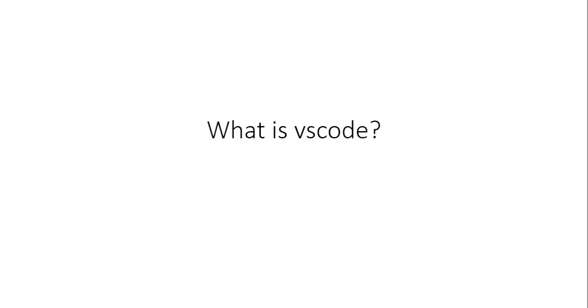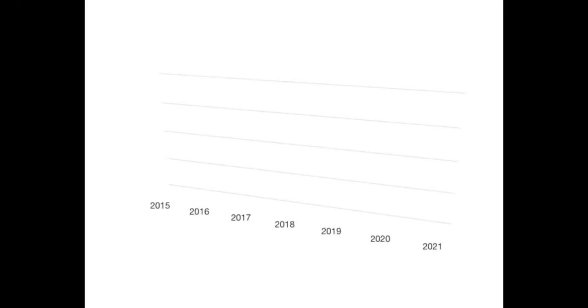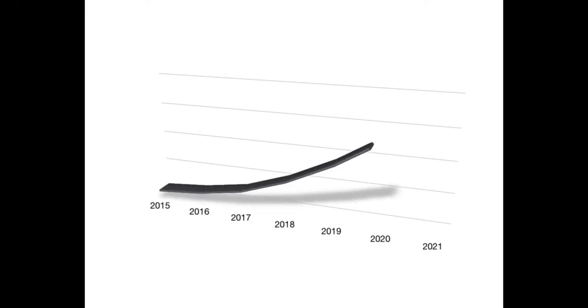What is VS Code? VS Code, or Visual Studio Code, is an open-source code editor by Microsoft. It was initially released back in 2015. It has become one of the most popular integrated development environments among developers.